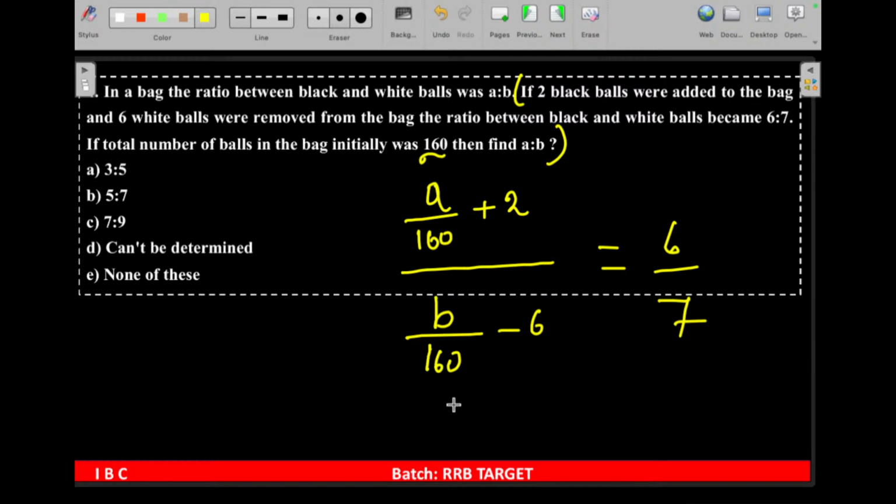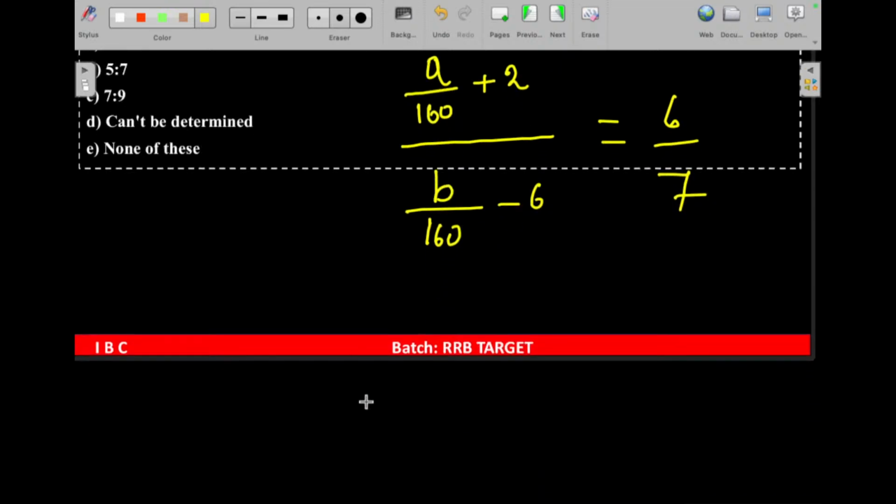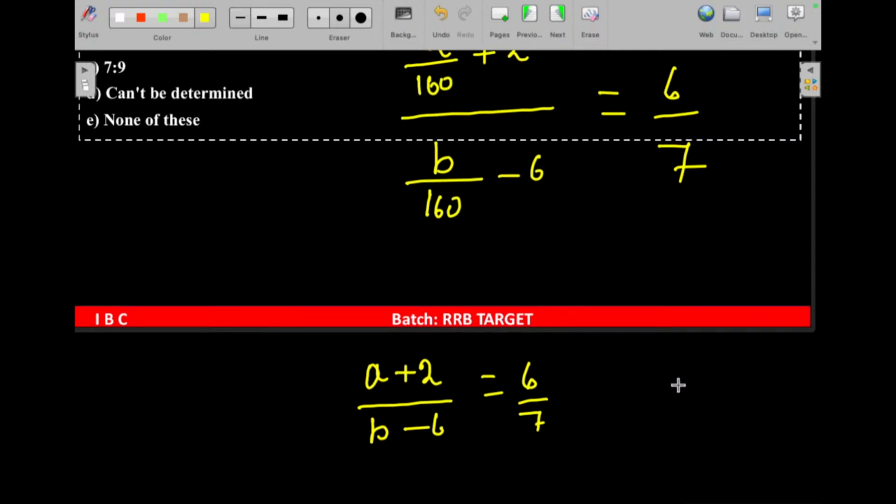A plus 2 divided by B minus 6 is equal to 6/7. You are writing A is the balls, plus 2 you added, divided by B minus 6, equal to 6/7. If I solve that equation, I will get A is to B. Then I have 6A plus 6B is equal to 960 also.